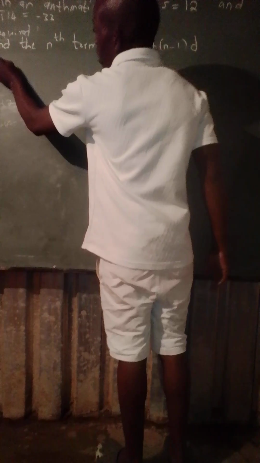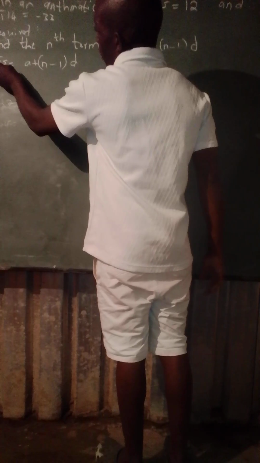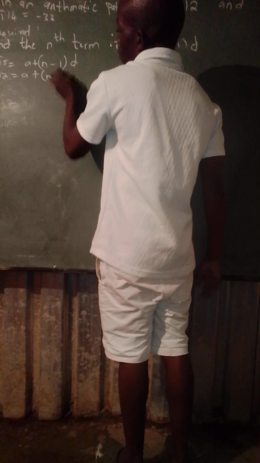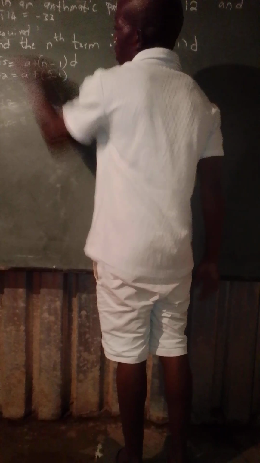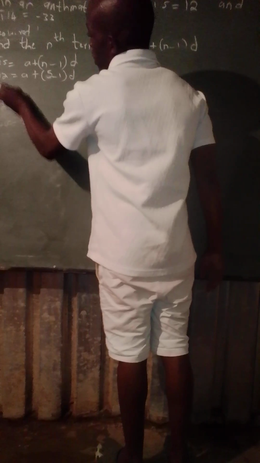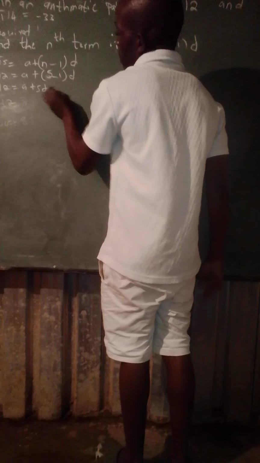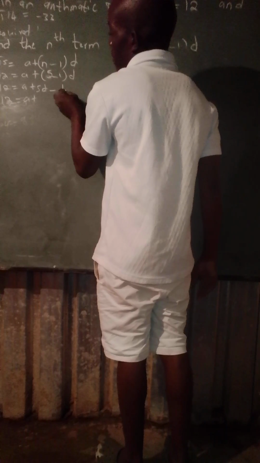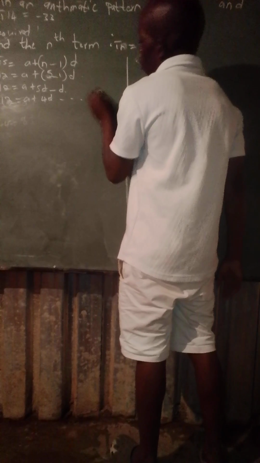I'm going to start with the smallest one, T5, which equals a plus (n minus 1) times d. Then what is the value of our T5? It is 12, which equals a plus (n minus 1), and I replace n by 5, which is meant for T5, times d. Now this is 12, which equals a, 5 times d is 5d, negative 1 times d is negative d. So 12 equals a plus 5d minus d, which is 4d. This is part of my equation 1.